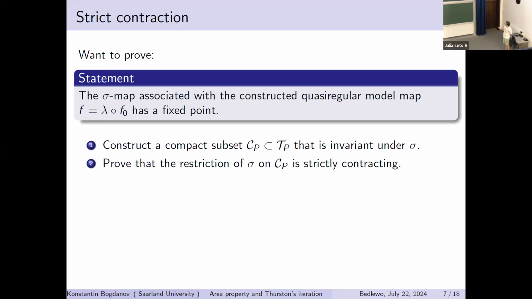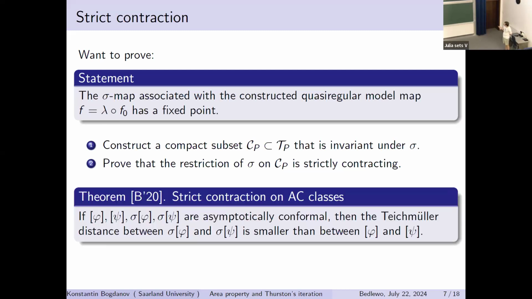However, this strict contraction part usually works relatively easy because we have the following result: if we pull back to asymptotically conformal isotopic classes, I don't define for you what exactly is asymptotic conformal. It's not needed for this talk. Then the Teichmüller distance between sigma phi and sigma psi is smaller than between phi and psi.